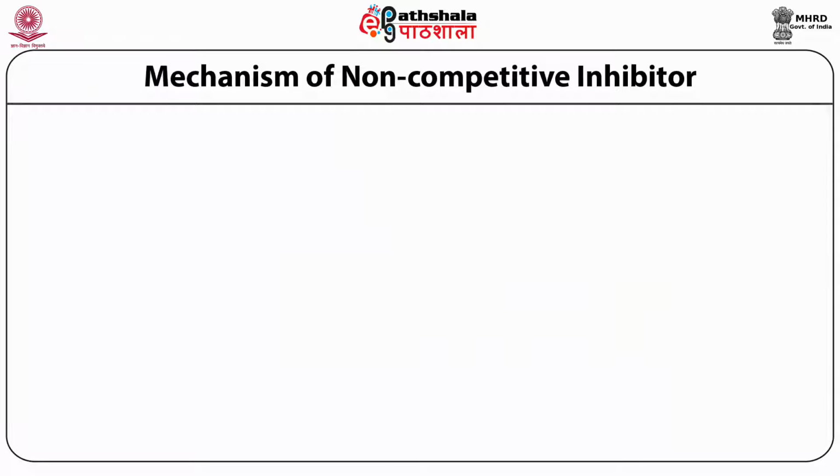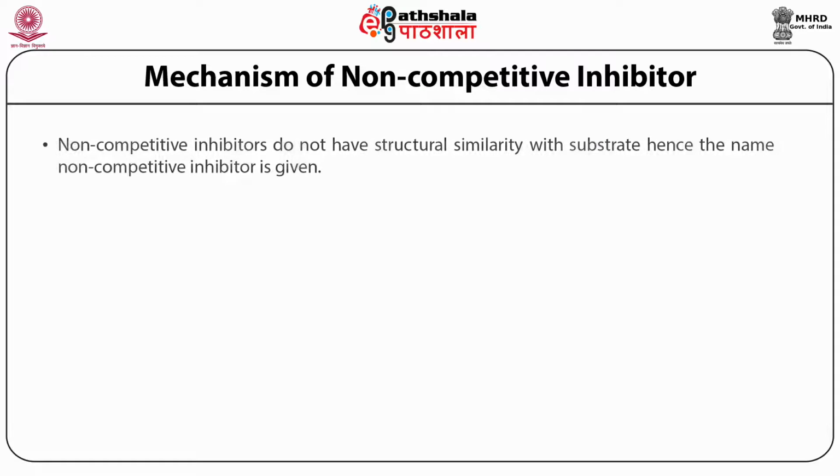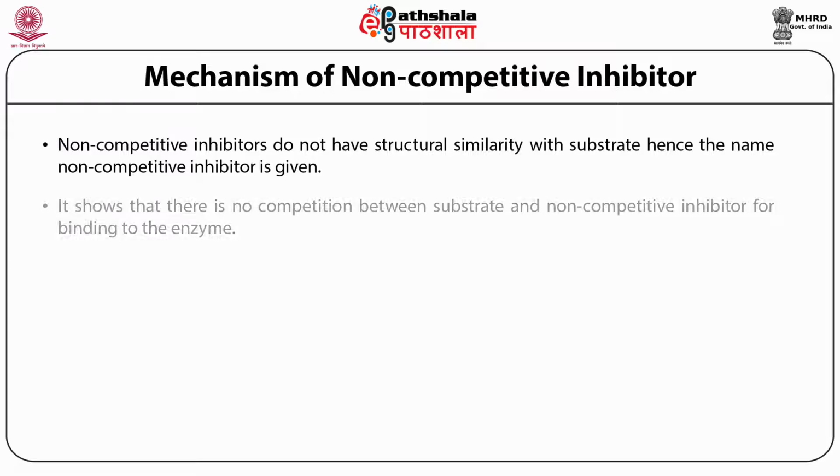The mechanism of non-competitive inhibitors is based on the non-structural similarity between substrate and non-competitive inhibitor. That means your non-competitive inhibitor doesn't have any structural resemblance with the substrate. Therefore, there is no competition for the binding of the non-competitive inhibitor with the enzyme.